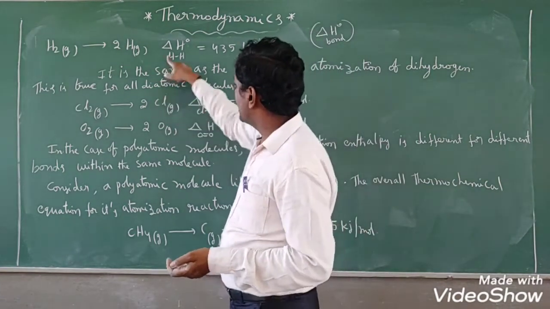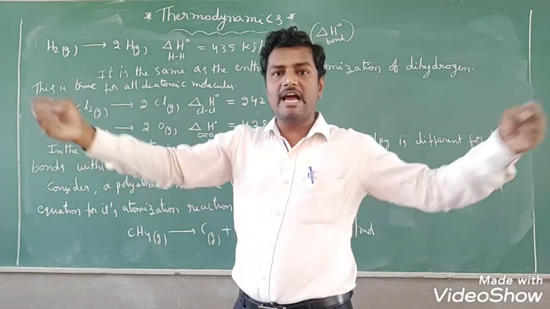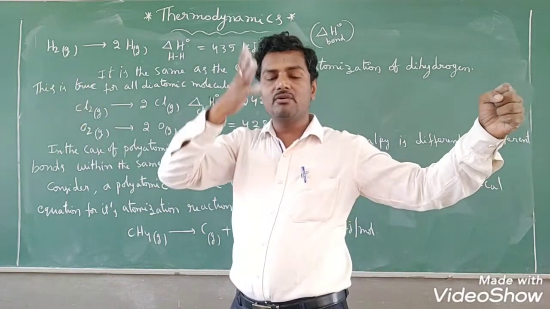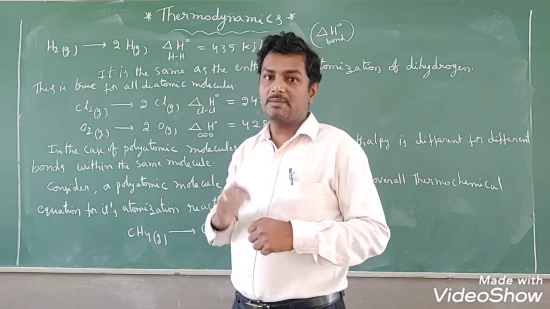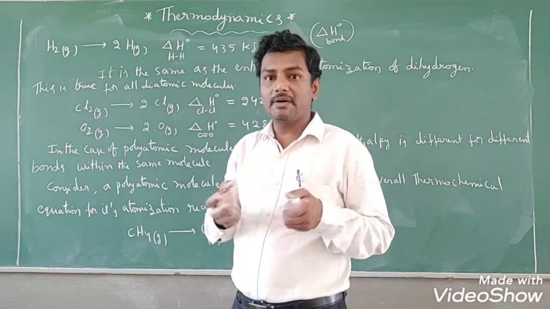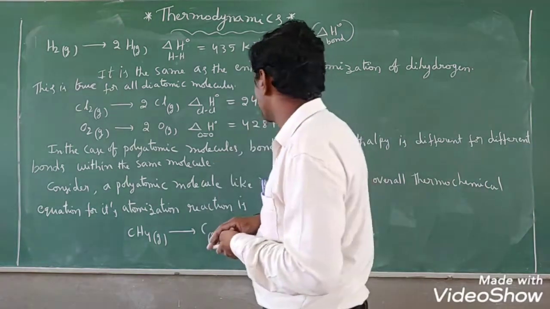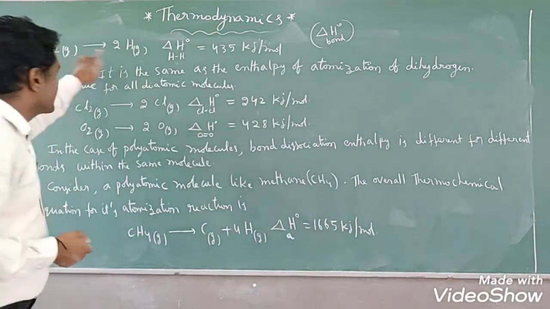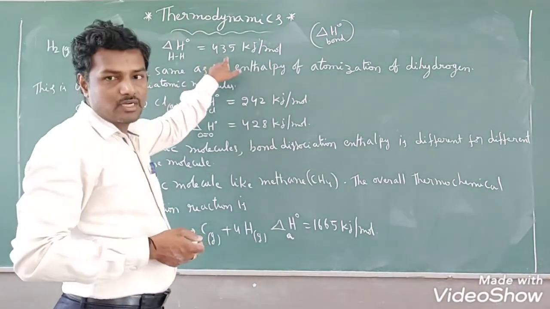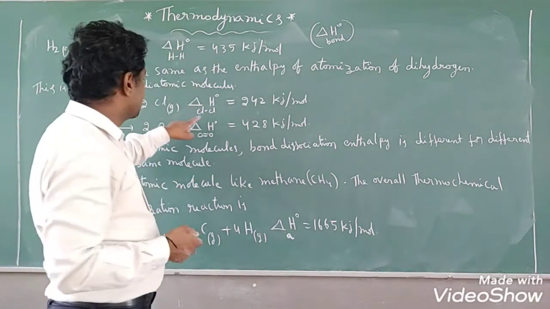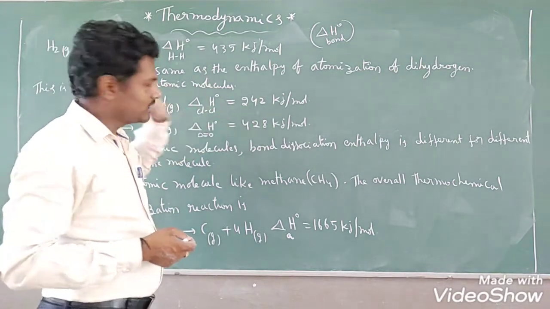How do we compare bond dissociation enthalpies? Depending upon the size also. As the size of the atom increases, we can break the bond easily, so bond dissociation enthalpy will get less. Depending upon the size of the atom and the number of multiple bonds between the atoms, the bond dissociation enthalpy will vary, students, right? Here hydrogen size is very small, so that's why you got a very high bond dissociation enthalpy. Here chlorine size is large, that's why you got a lesser bond dissociation enthalpy, students.